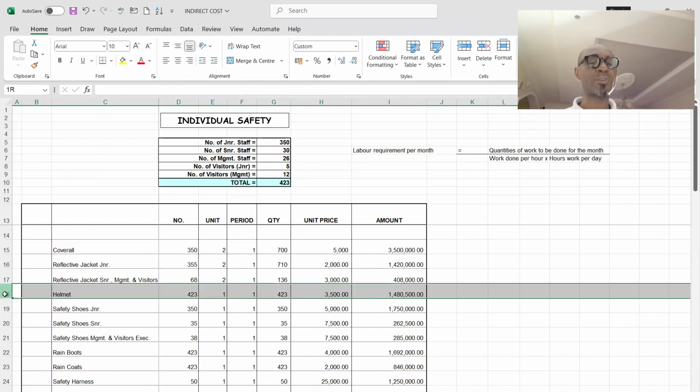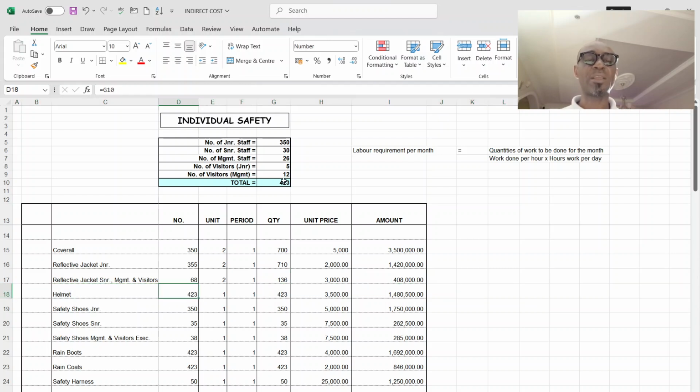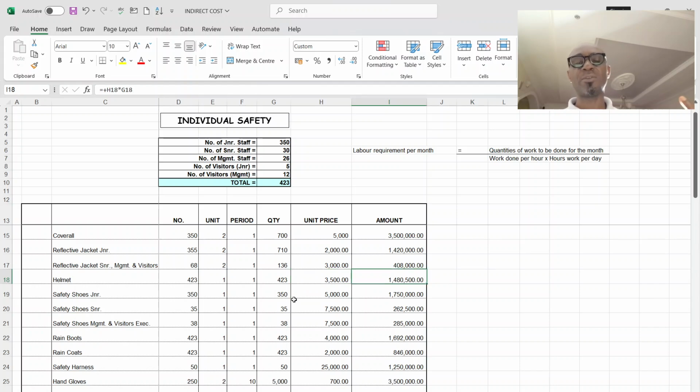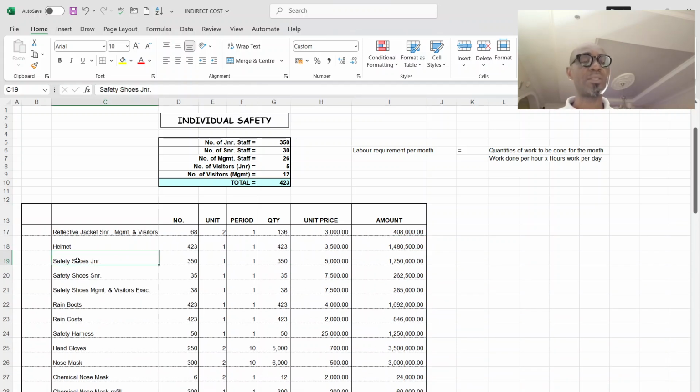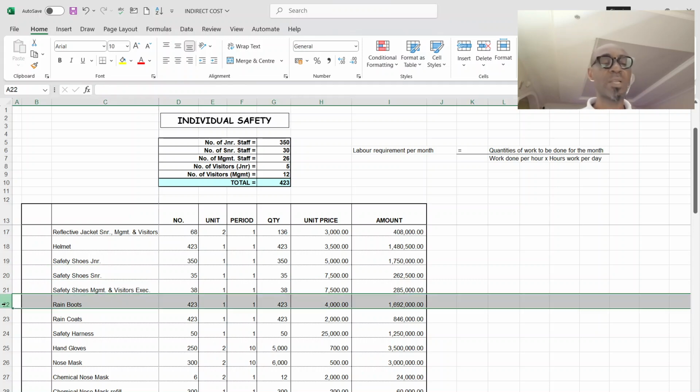The helmet, of course, is uniform. You can see it's 423 here, and at 3,500, you're going to get this figure. Then the junior safety shoes is 350. It's 350 multiplied by 5,000 gives you this. The senior and management is 7,500. Then the rain boot and raincoat.